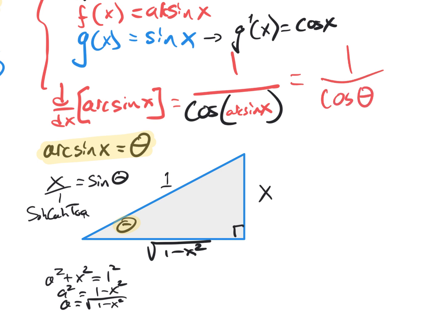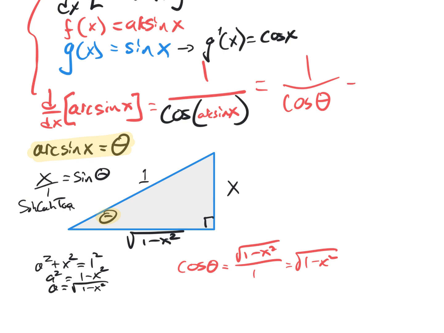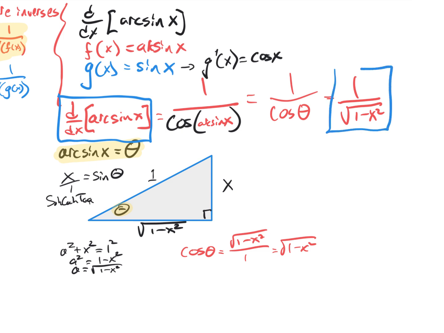All right. Well, what is the cosine of theta? Well, the cosine of theta is adjacent over hypotenuse. So cosine of theta down here is the adjacent, which is the square root of 1 minus x squared, over the hypotenuse, which is 1. So obviously that simplifies to the square root of 1 minus x squared. And so we can say this is 1 over the square root of 1 minus x squared. And there we go. We found it. So the derivative of arcsine of x is equal to 1 over the square root of 1 minus x squared.